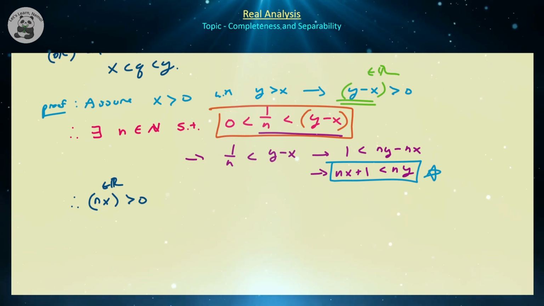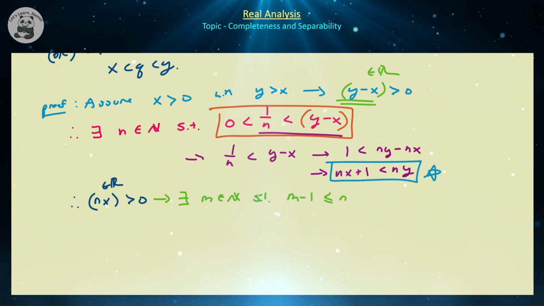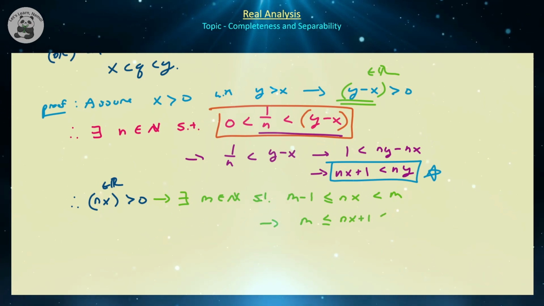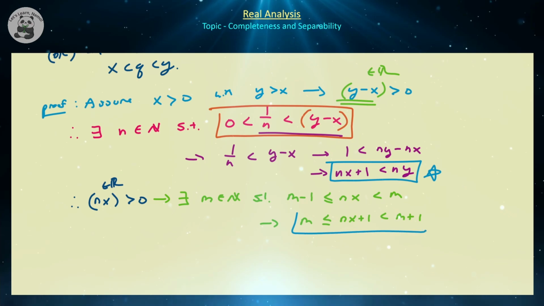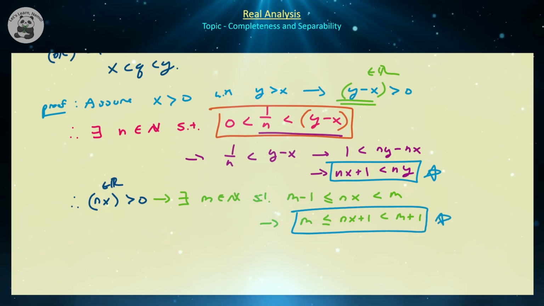So if that is a real number, that means that there exists another natural number m, so m in the set of natural numbers, such that, and we can use that other theorem that we have, m minus 1 is less than or equal to nx is less than m. So if that is the case, if I add 1 to everything here, then I have m is less than or equal to nx plus 1, and that's going to be less than m plus 1. So we have this particular little inequality here. So that's pretty nice.